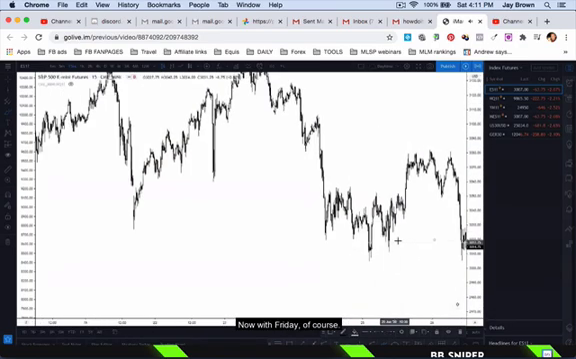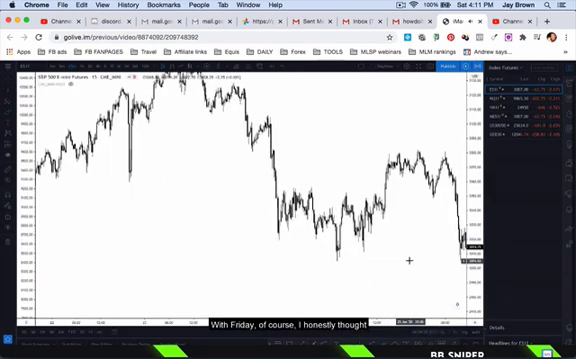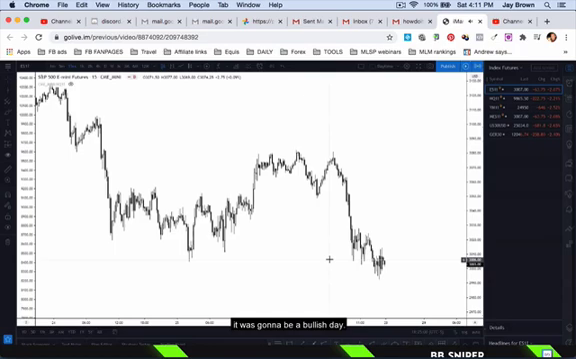Now with Friday, of course, I honestly thought it was going to be a bullish day. I was obviously very wrong on that. But I wasn't in any futures trades, so whatever. It doesn't matter to me. If I'm not in a trade, I don't care what the market does. Even when I'm in a trade, sometimes I don't care regardless. But that was the reasoning for that.